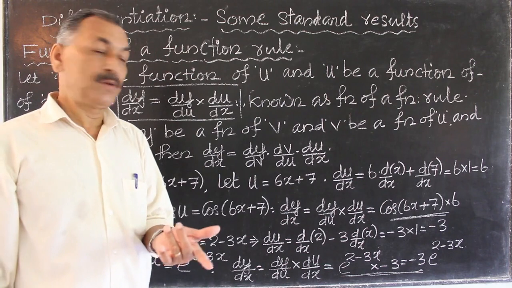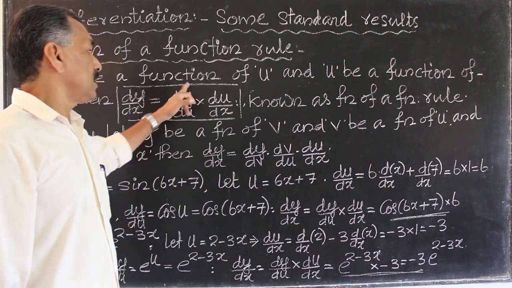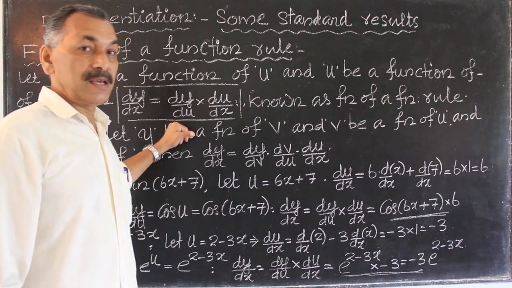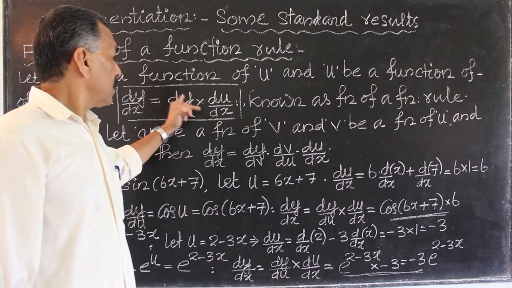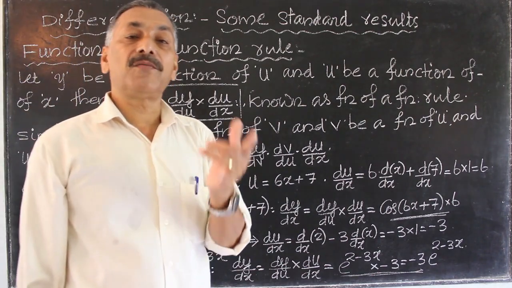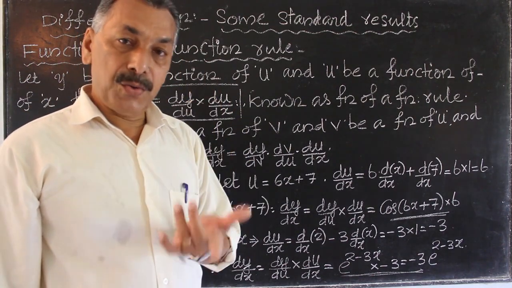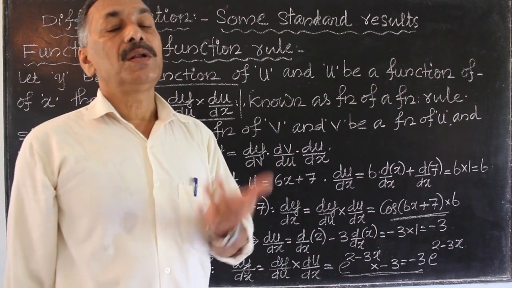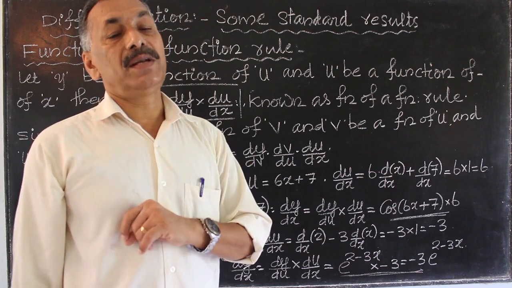എന്നാൽ dy by du: dy by dx is equal to dy by du into du by dx. ഈ du ക്യാൻസൽ ചെയ്യും. ക്യാൻസൽ ചെയ്താൽ എന്താ വരുന്നത്? dy by dx. അപ്പോൾ, if y is a function of u and u is a function of x, then dy by dx is equal to dy by du into du by dx.